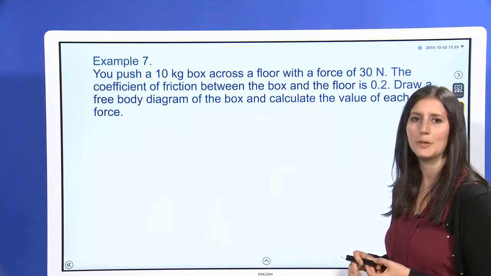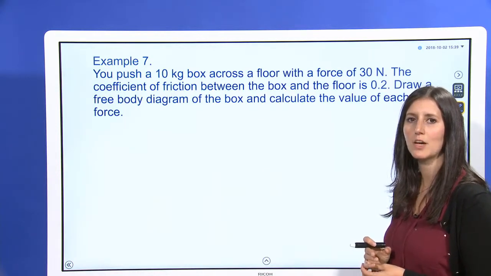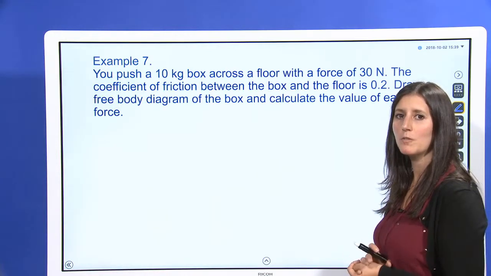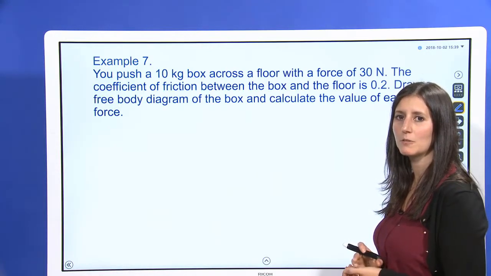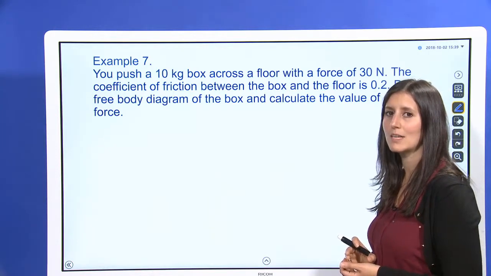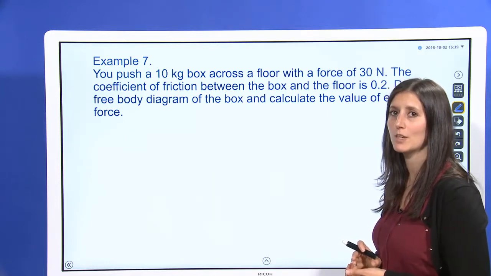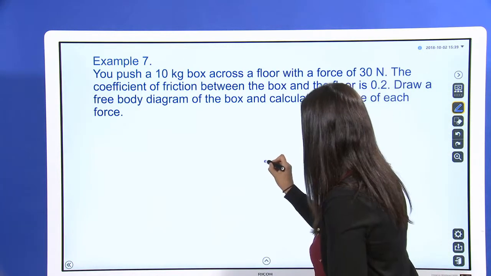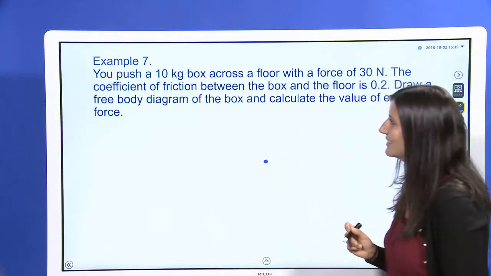Okay, next example. You push a 10 kilogram box across the floor with a force of 30 newtons. The coefficient of friction between the box and the floor is 0.2. Draw a free body diagram of the box and calculate the value of each force. So first I'm going to draw a dot to represent my box. So this is my box.